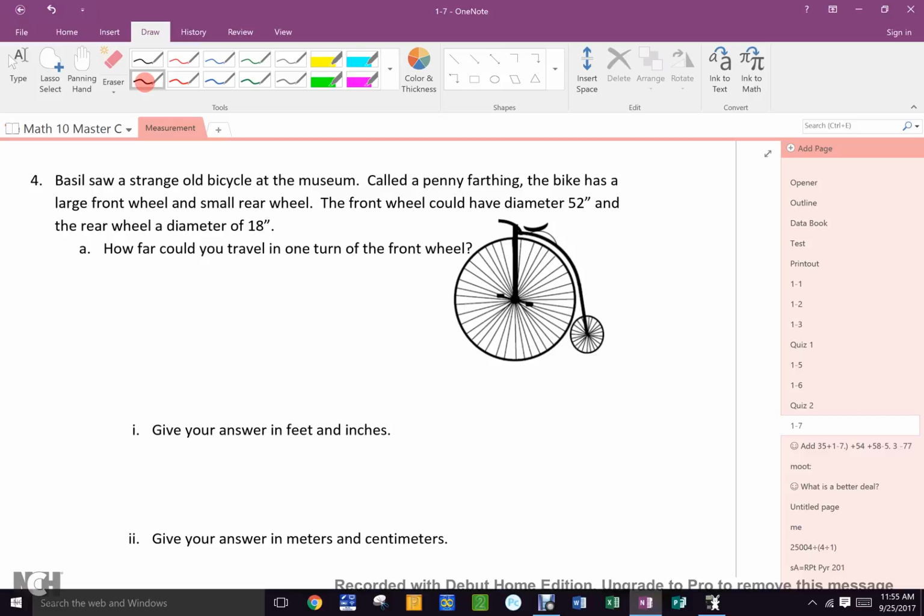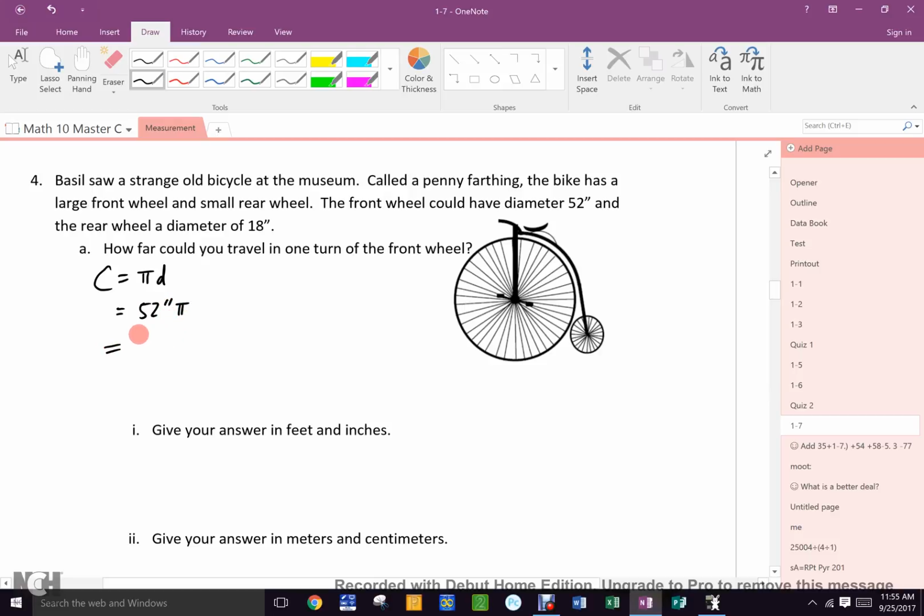What measurement of this wheel will tell me how far that bike will go? The circumference. The circumference of every circle is pi d. Do I have the d? What is it? 52 inches times pi will get me the answer.